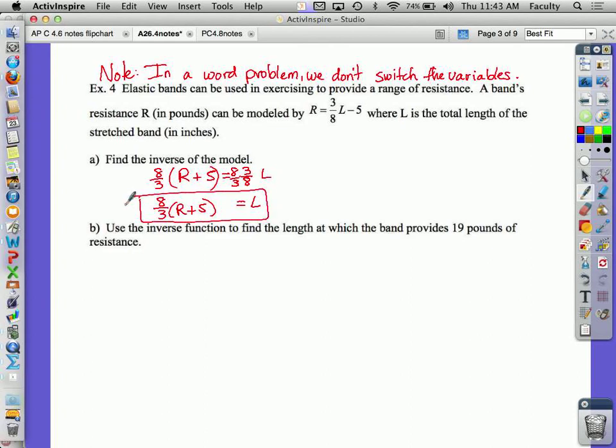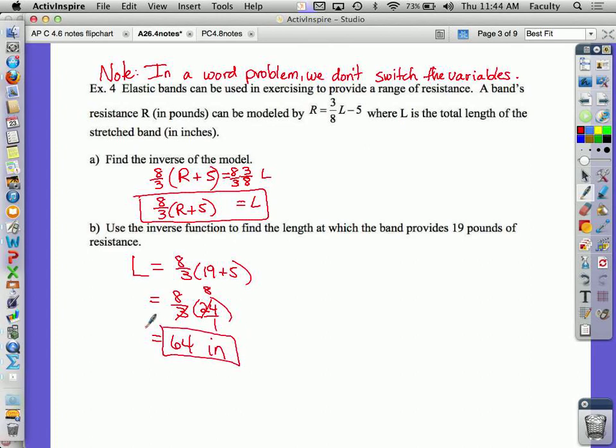Something else I want to mention is you don't put L with an inverse symbol. L is the inverse. Okay? So it's different with a word problem. And letter B, it says use the inverse function to find the length at which the band provides 19 pounds of resistance. So, the nice thing is, it's set up the way that we need it. So, this is 8/3 times 24. Well, that 24 is like 24 over 1. 3 goes into 24 8 times. It's 64. Remember to include units. In this case, the length was measured in inches.